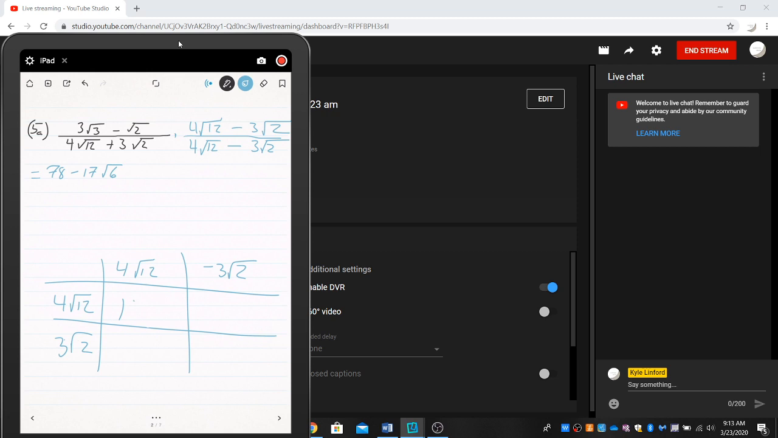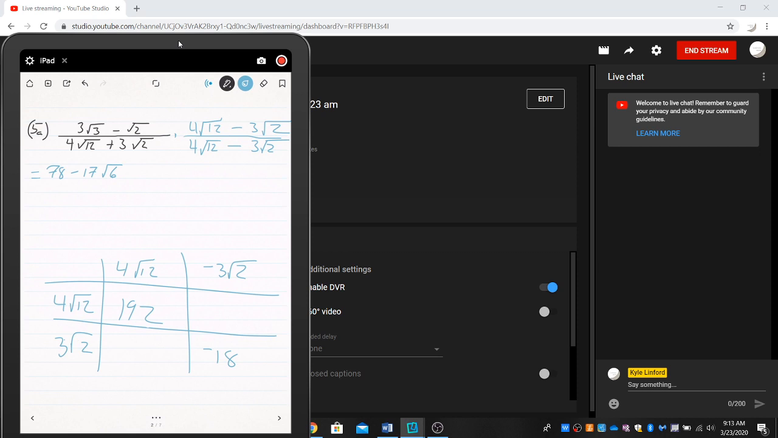So let's see, 192. And then let's do the last term. That's going to be 3 times negative 3, which is negative 9. Root 2 times root 2 is 2. So that should be negative 18. So we get whole numbers when we square them, obviously, because we're squaring square roots.